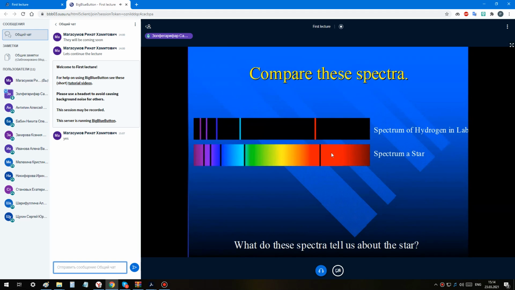In this slideshow, compare a spectrum of hydrogen in the lab and a spectrum in the star with color contouring.